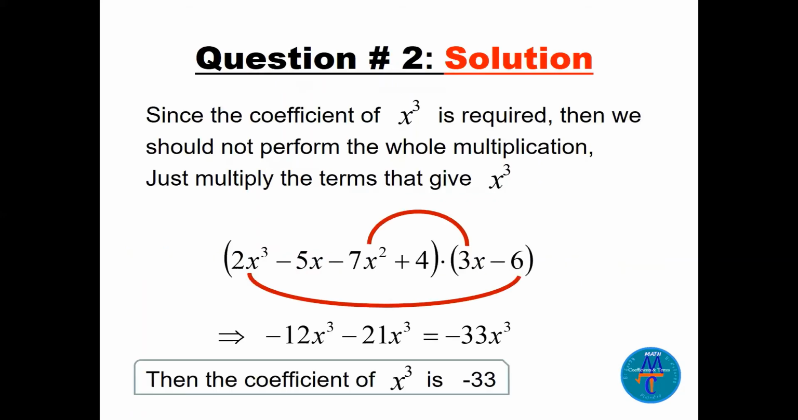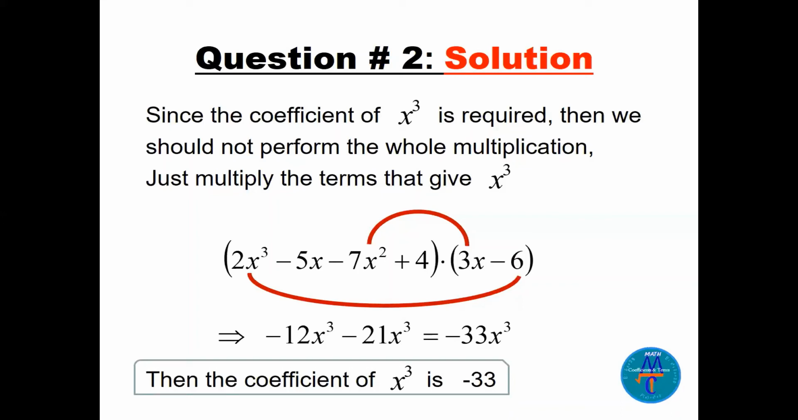Now, look what I did here. The answer should be, if you got an answer, minus 33. Now look, you have to be smart here. I need, in the question, the coefficient of x cubed. I don't have to multiply all of the question. I should not multiply everything. I just multiply the terms that will give x cubed. You see in these colors here, if you multiply 2x cubed by the 6, you will get minus 12x cubed. See, minus 5x with 3x, you get x squared.